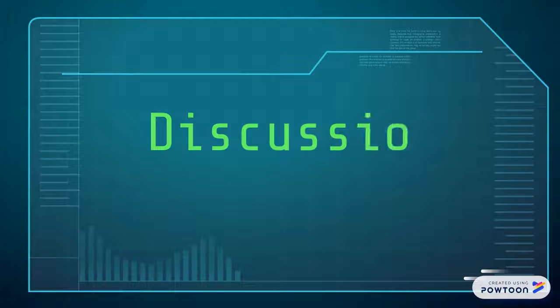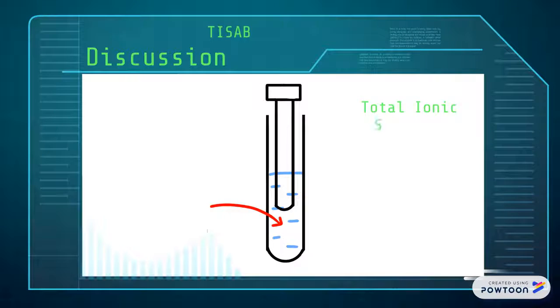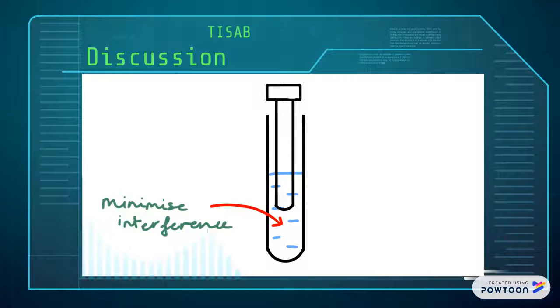Moving on to discussion part 3. TISAB. TISAB stands for Total Ionic Strength Adjustment Buffer. The purpose of adding TISAB is to minimize interference between the samples and the electrode.